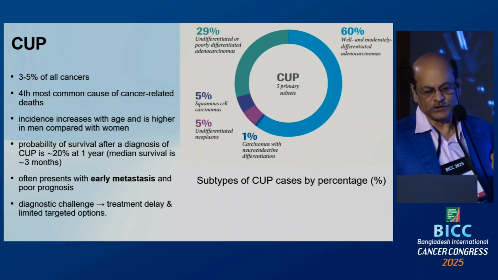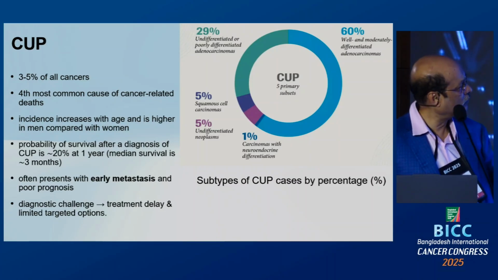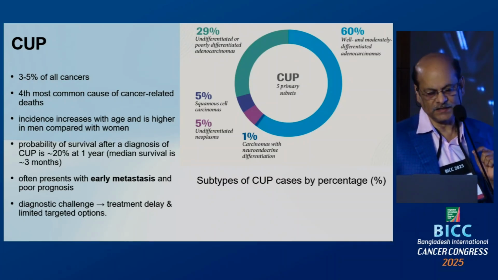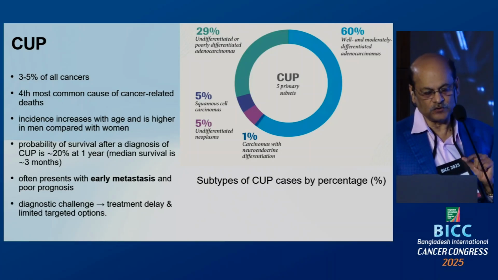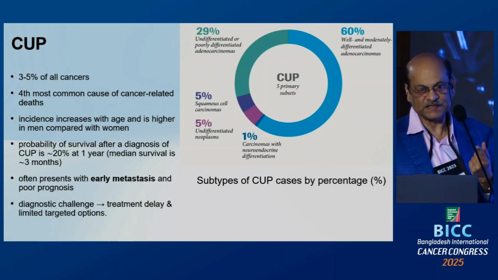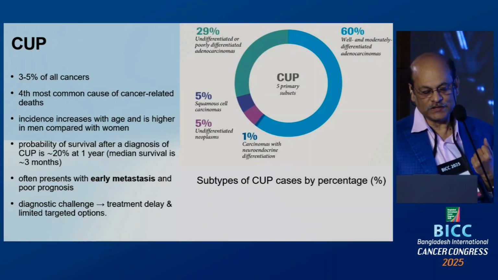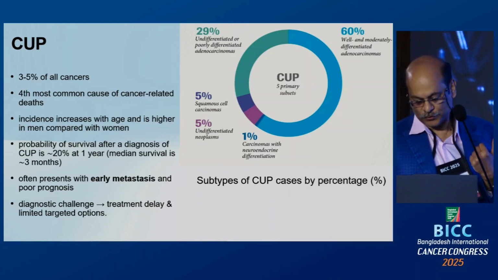CAP is about 3 to 5% of total tumors, the fourth most common cause of cancer-related death. Incidence increases with age and is higher in men compared with women. Probability of survival after a diagnosis of CAP is about 20% at first year, and median survival is 3 months. It often presents with early metastasis and poor prognosis, with diagnostic challenge, treatment delay, and limited target options.